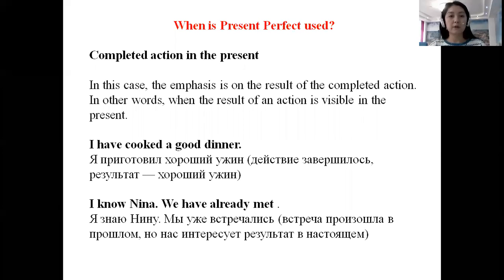And when is present perfect used? Completed action in the present. In this case, the emphasis is on the result of the completed action. In other words, when the result of an action is visible in the present. For example, I have cooked a good dinner. I know Nina. We have already met.